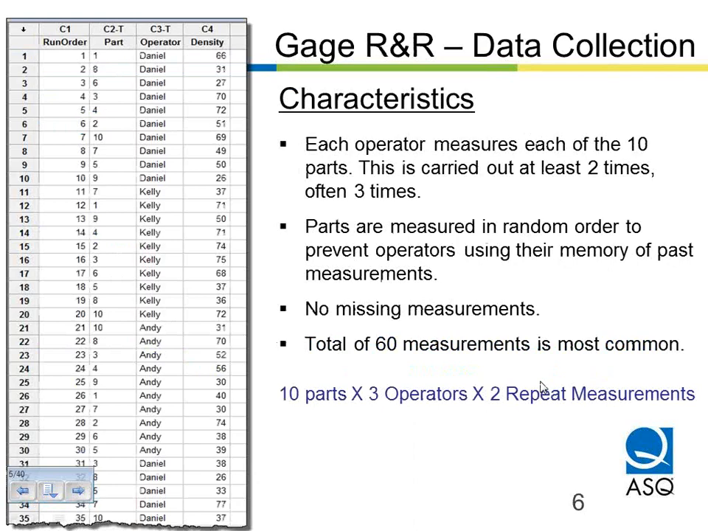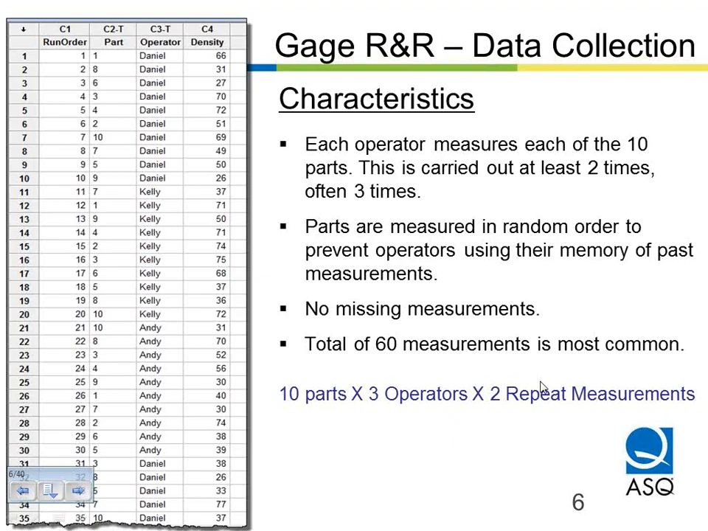are 3 operators. Daniel, Kelly, and Andy are going to take our 10 parts that they're measuring. They'll measure the density, in this case, of those 10 parts in a random order, and then we'll ask them to repeat those measurements again. And so we'll end up with 60 measurements.